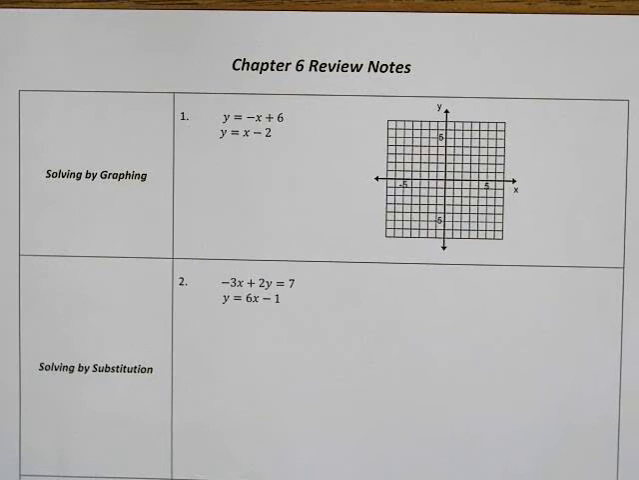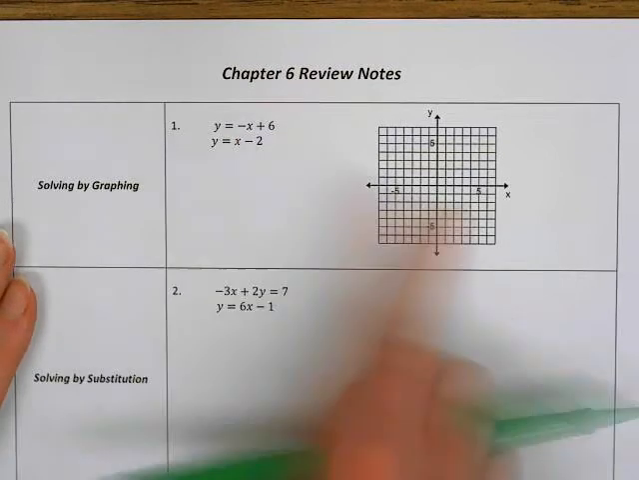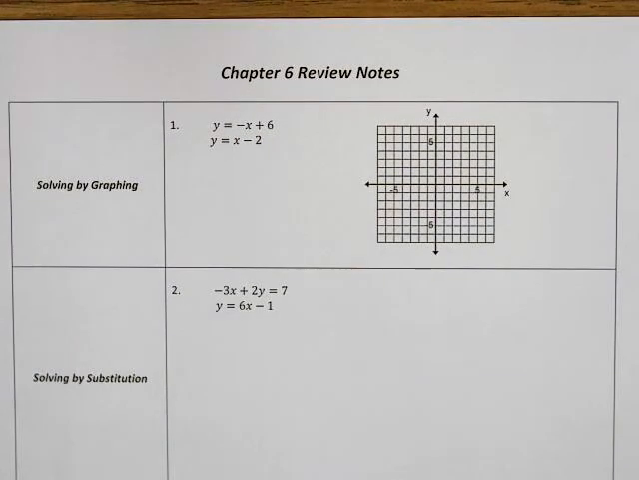All right, guys, welcome to Finals Review, Chapter 6. We're going to review solving systems. So to solve a system by graphing, you graph the two lines and see where they cross, and their intersection is the solution point.